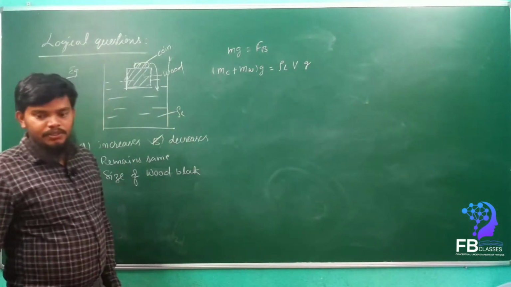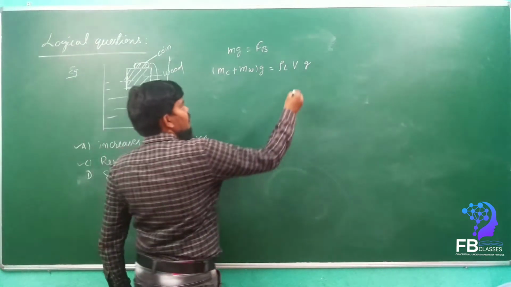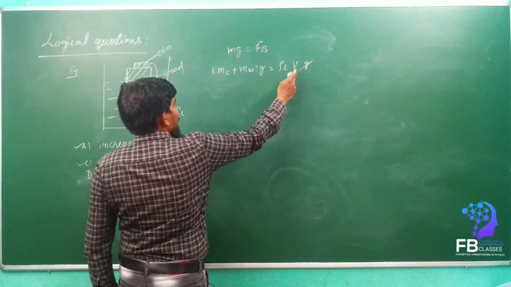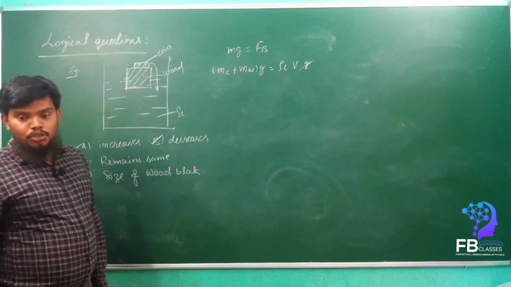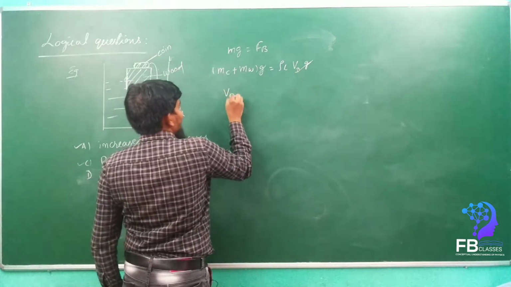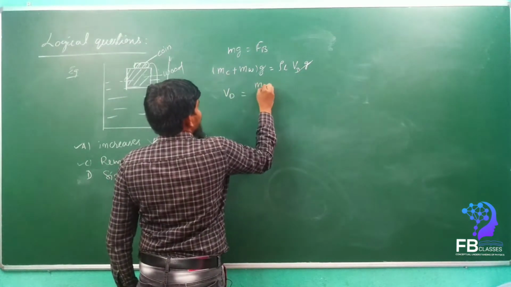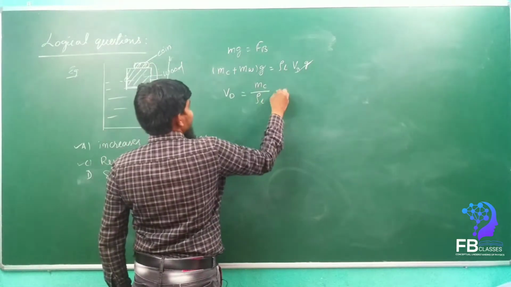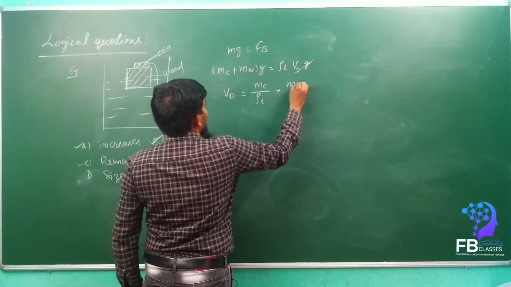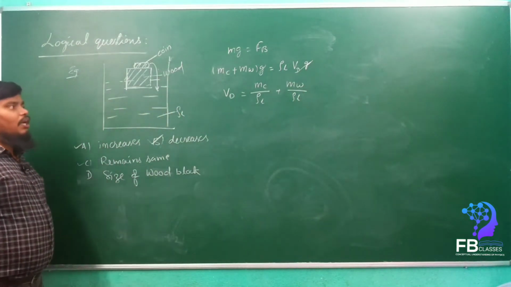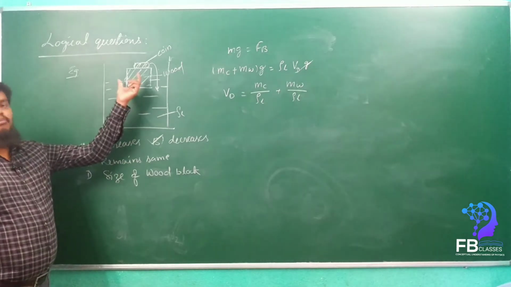Are you getting my point? So now g gets cancelled. So what remains here? If you are taking volume, so how much volume? Volume displaced, right? So Vd, volume displaced, is equal to Mc by rho L plus Mw by rho L. So this is the total volume displaced by the block and coin.